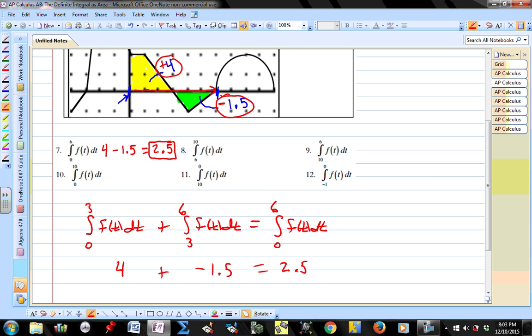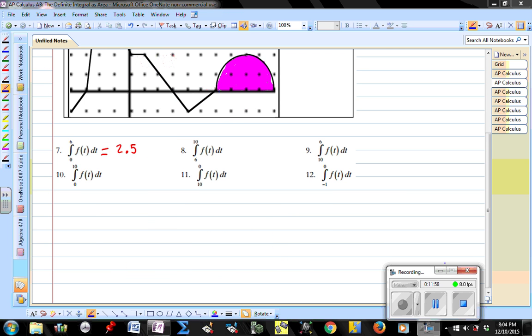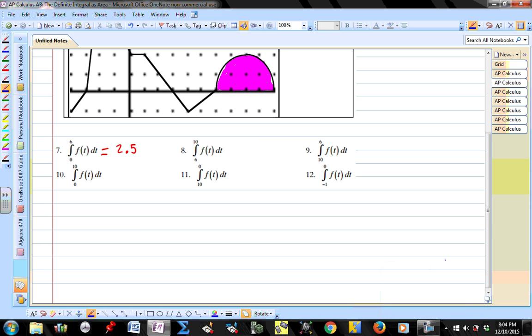Okay. Now let's take a look at problem number 8. We're dealing with the semicircle, the half of a circle that appears between x equals 6 and x equals 10. Well, we can see that the diameter of this semicircle is 4, from 6 to 10. That's a distance of 4. So the radius of the semicircle is 2. We need to find the area of the semicircle. So the area of the semicircle is going to be pi times radius squared. And since it's only half of a circle, we're going to cut this in half. Half of pi r squared. So the area is simply 2 pi.